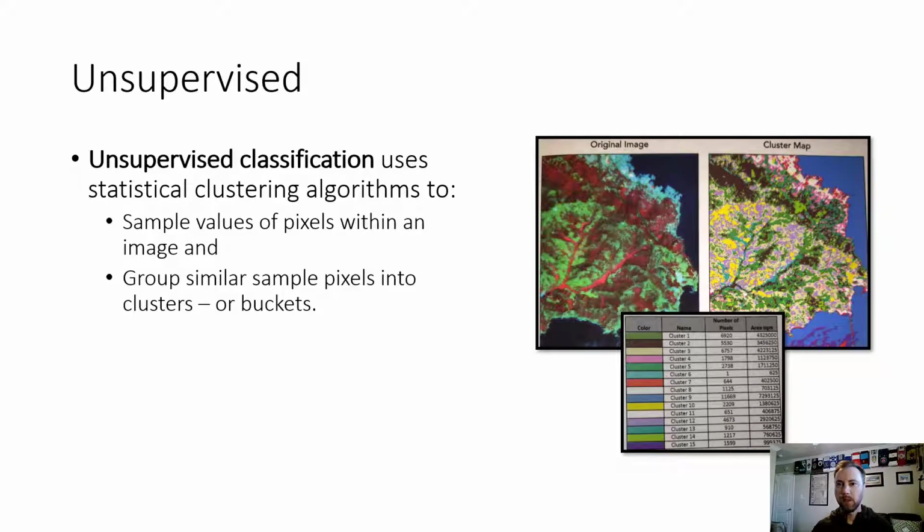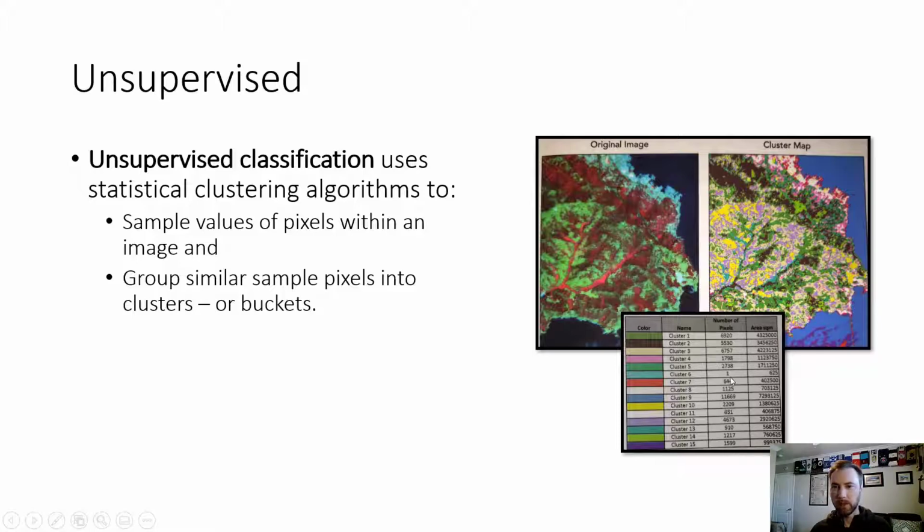So we have an example here on the left, which is supposed to be an actual original image of, we'll say, an island, and on the right is the cluster map. So this is where the pixels have been clustered into. And you can see, if you can see this chart here, you've got the different clusters 1 through 15, and the number of pixels that have been plugged in each one of these clusters.